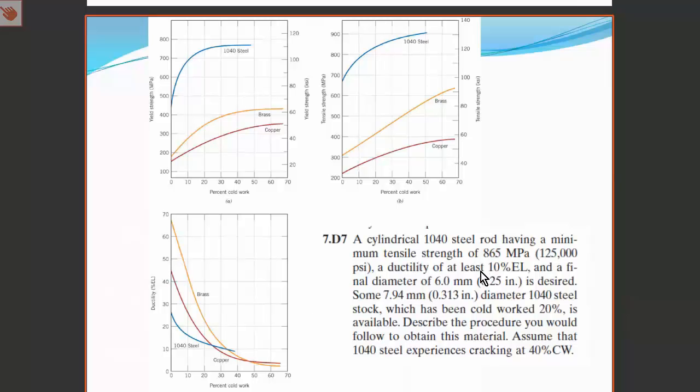So the material that we need must have a minimum tensile strength of 865. Let's take a look at our graphs to determine where 865 is. We're looking at 1040 steel, and we need to have a tensile strength. So tensile strength is here. That's 800, that's 900. So we're just slightly above the halfway mark, drawing a line.